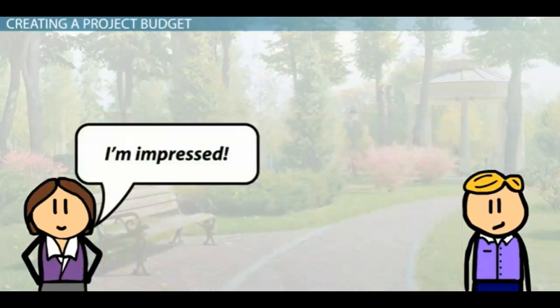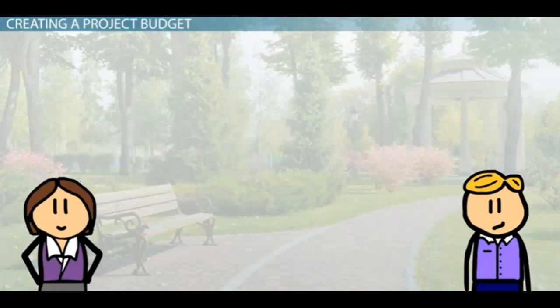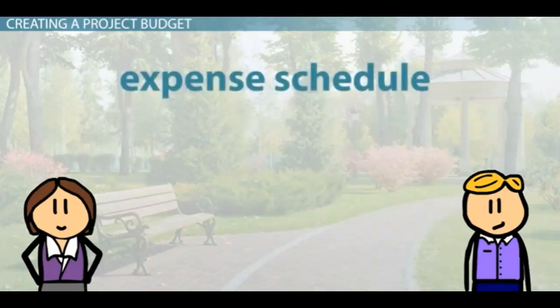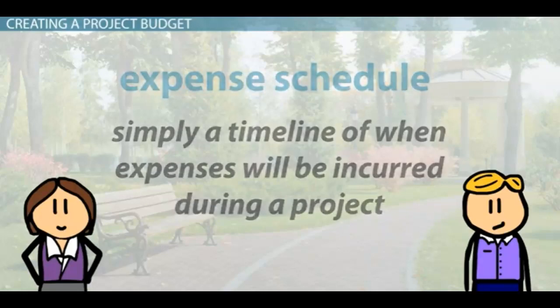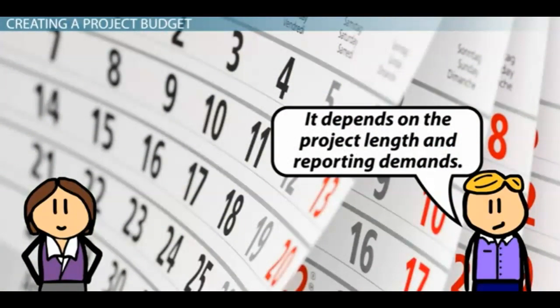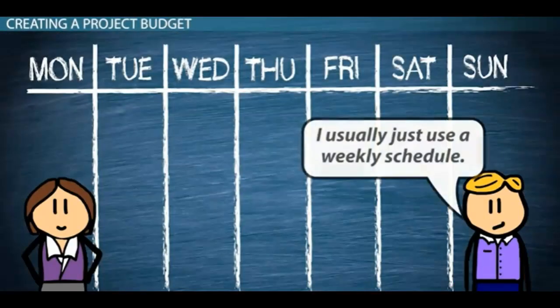Impressed with Sam's knowledge of project financial planning, Sue continues the interview by asking about expense schedules. Armed with all the information about a project budget, the next step is to create an expense schedule. An expense schedule is simply a timeline of when expenses will be incurred during a project. An expense schedule can be calculated on a daily, weekly, or yearly basis, depending on the length of the project and reporting demands. In most landscaping projects, Sam explains, a weekly expense schedule is sufficient.